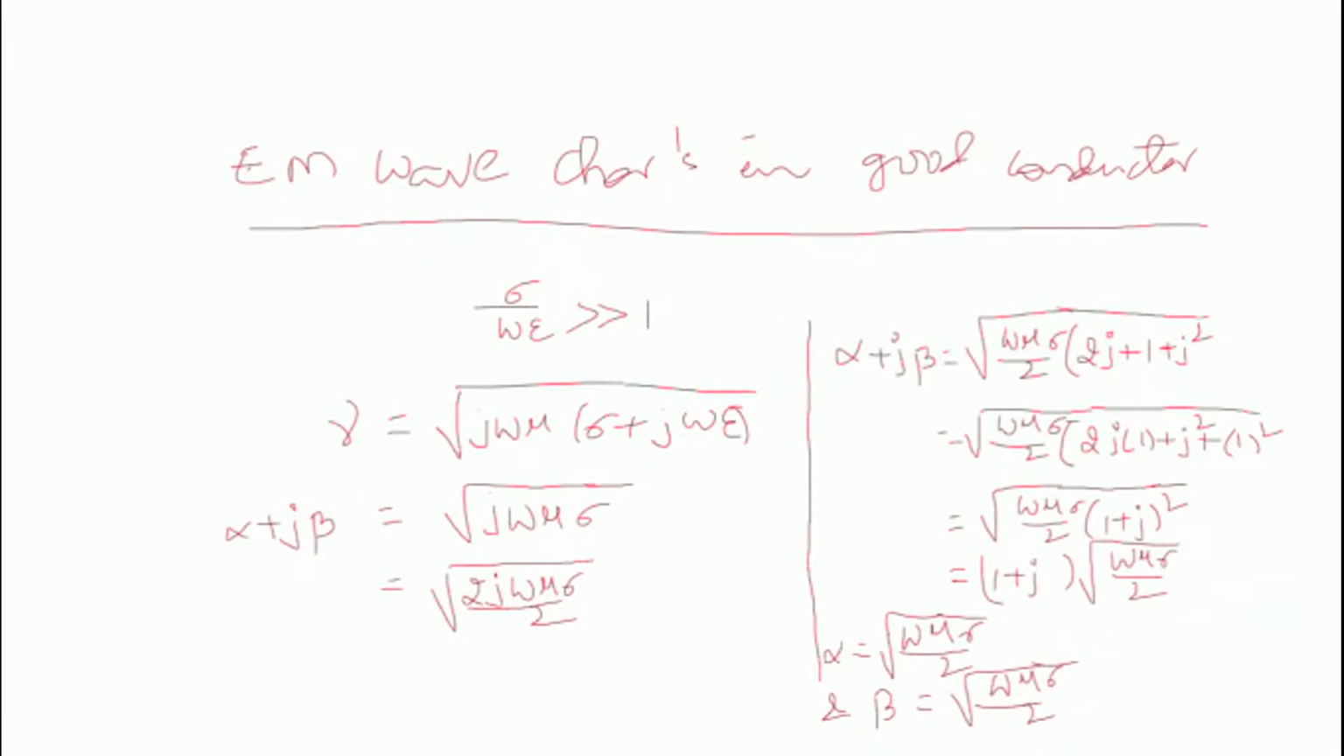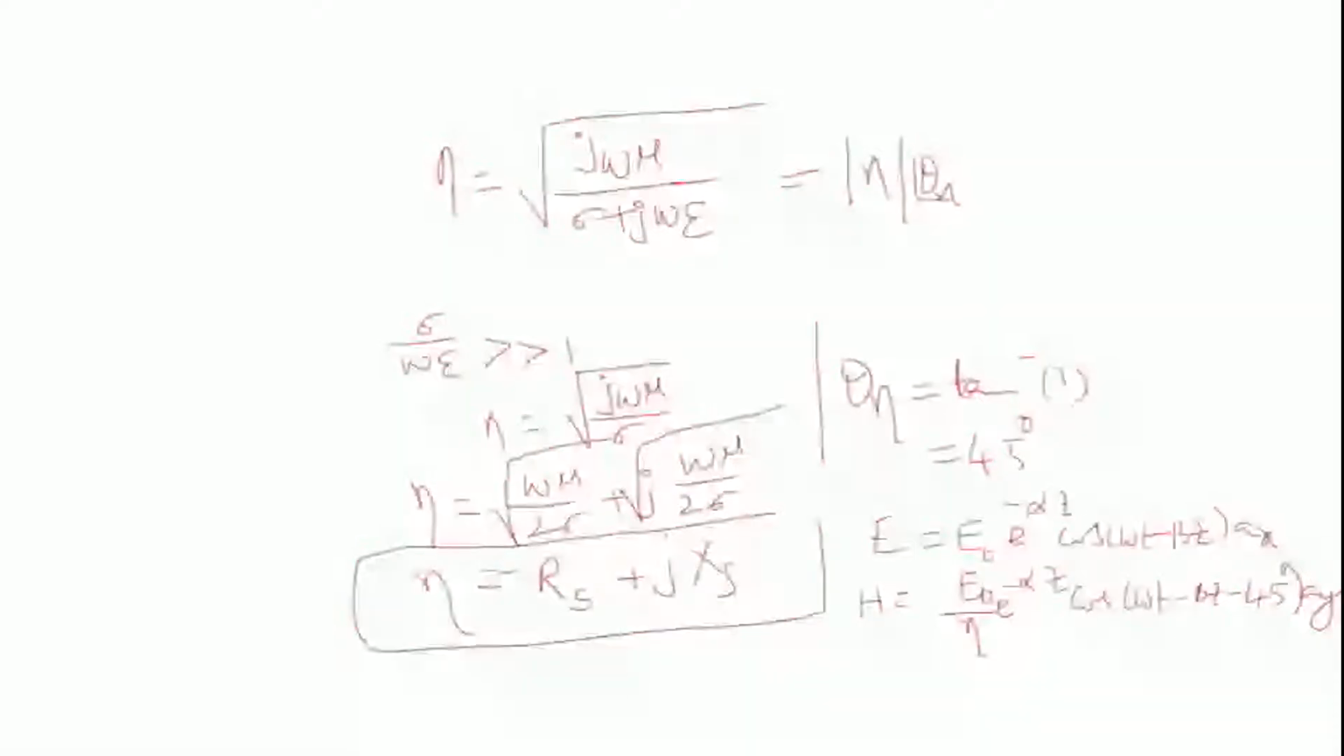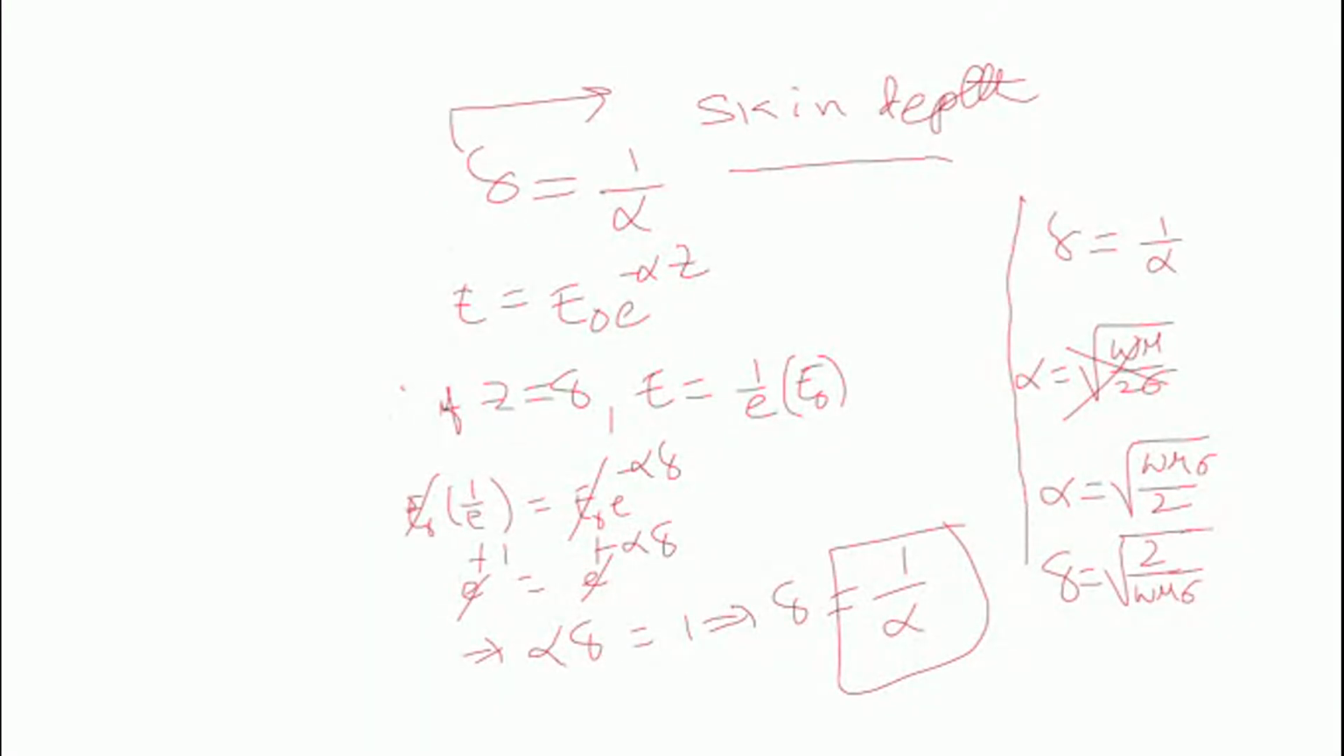For this case, alpha equals beta. And similarly, neta equals RS plus JXS, where RS and XS, in magnitude, are equal. That is, RS equals omega mu by 2 sigma. So here we have the neta value. And next, delta equals 1 by alpha. That is, we derived delta is what?